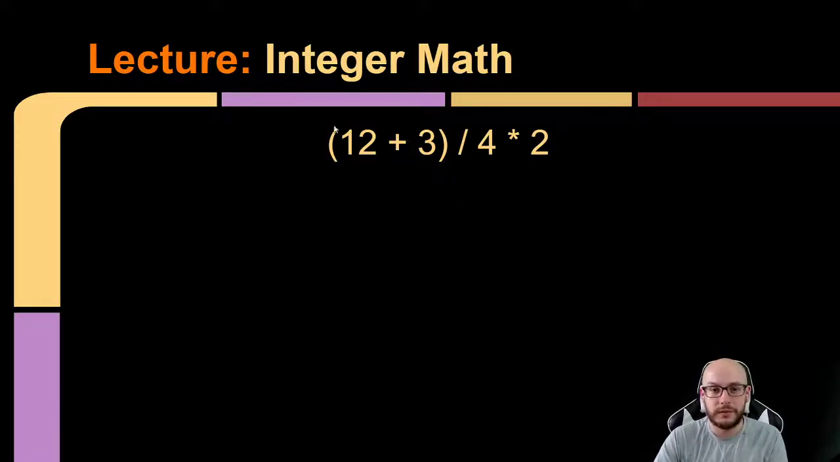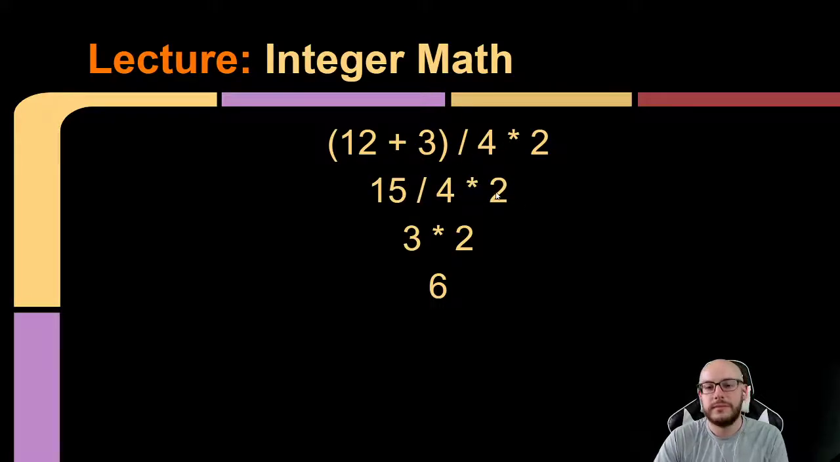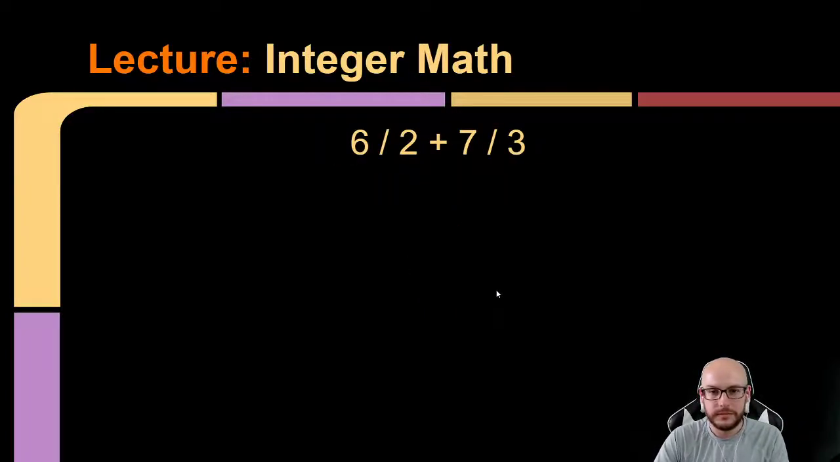The first thing I would evaluate is what's in the parentheses here. So I got 15 divided by 4 times 2. That 15 divided by 4 is going to be 3 and some change. That decimal, that fractional part, gets truncated to just 3, leaving me with 3 times 2, 6.